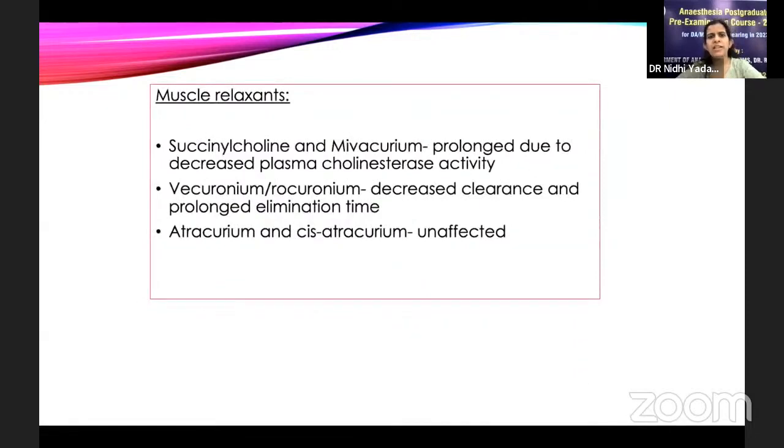What about muscle relaxants? Succinylcholine and mivacurium, their action is prolonged due to the decreased plasma cholinesterase activity. So their dose needs to be titrated, and neuromuscular monitoring should be done to know about their effects. Vecuronium and rocuronium have decreased clearance and prolonged elimination time. Atracurium and cisatracurium are the preferred agents as their metabolism does not depend on liver and kidneys.